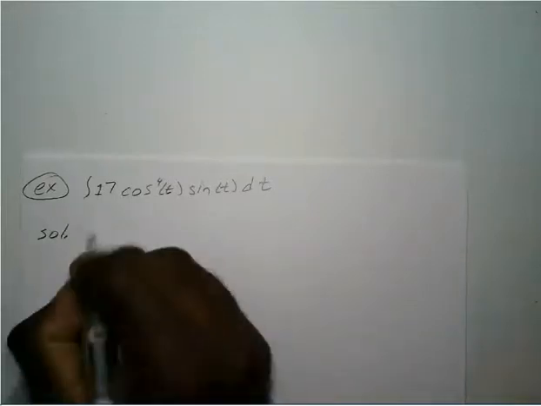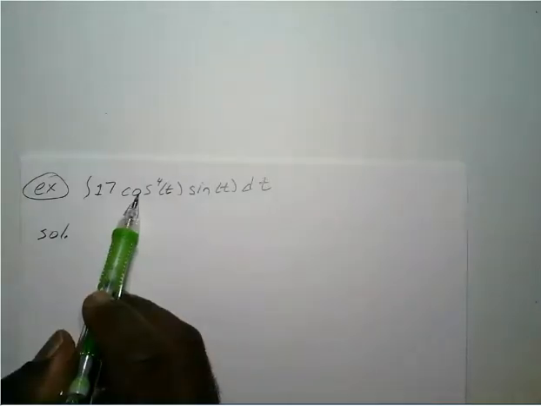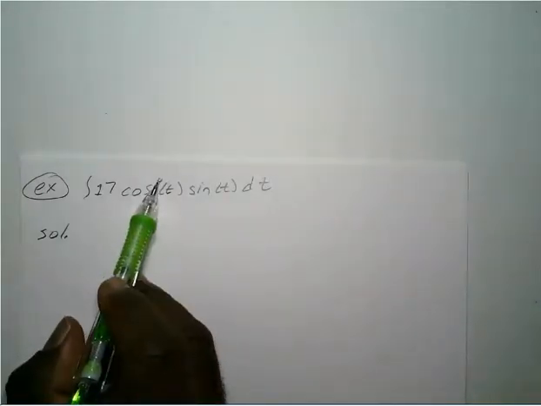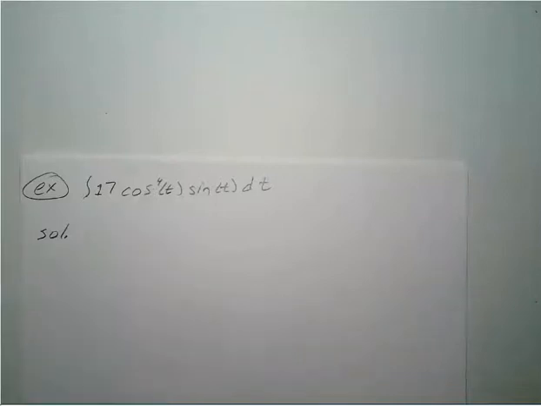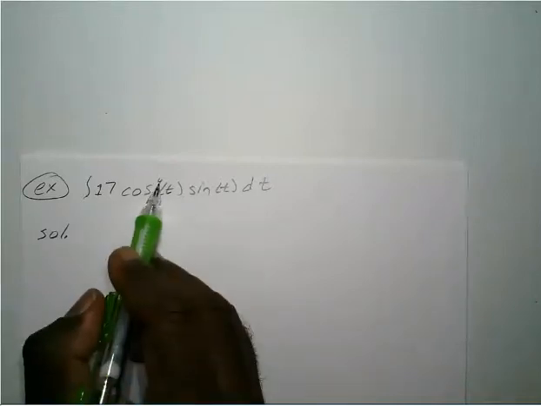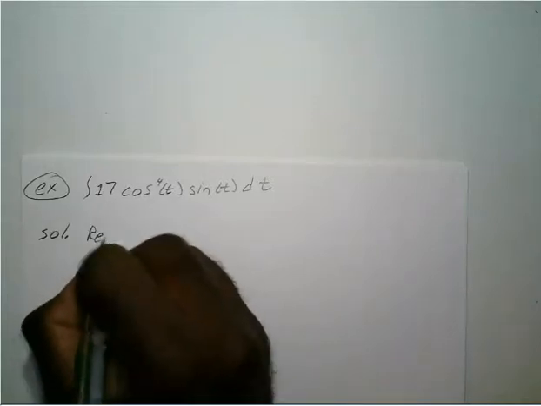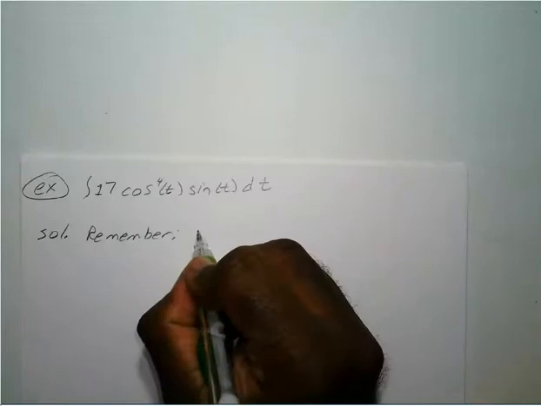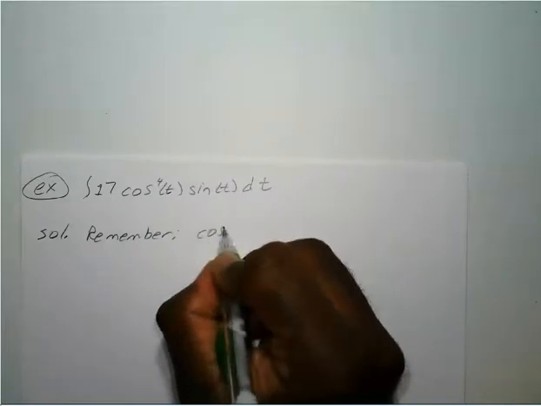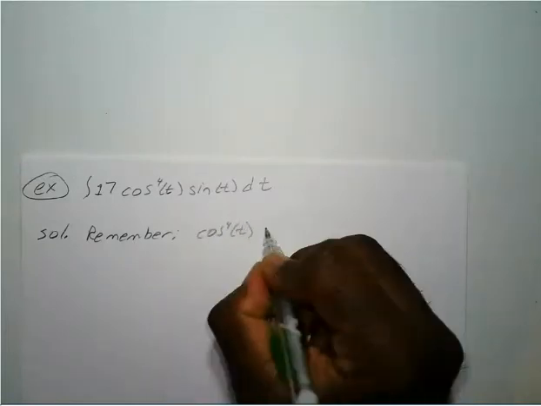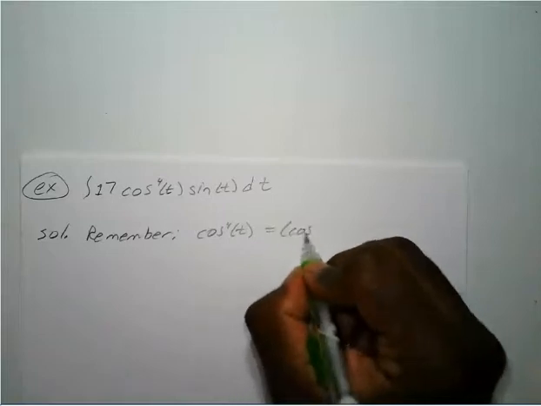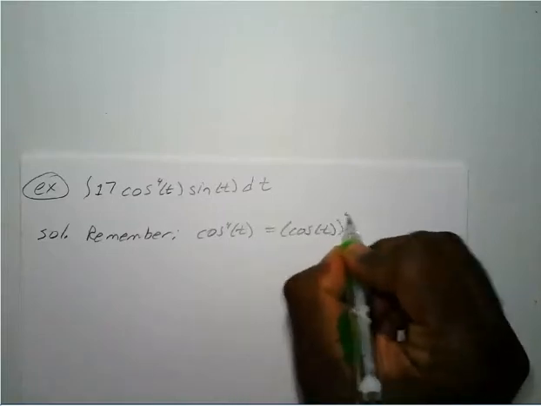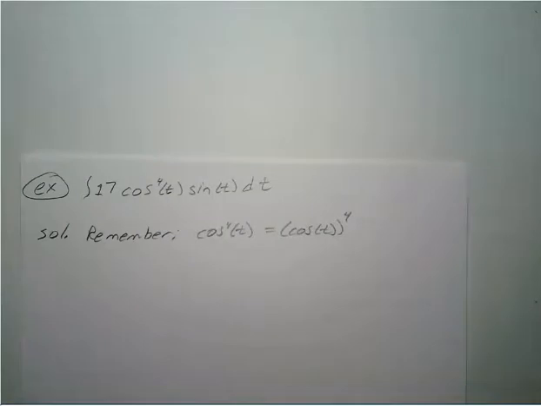All right, so to do a problem like this where you have cosine or sine raised to the 2nd, 3rd, 4th power, 20th power, it doesn't really matter. If it's cosine or sine raised to any of these powers, you want to remember that you can rewrite cosine 4th of t as cosine of t to the 4th power. Okay, that makes it a lot easier to work with.